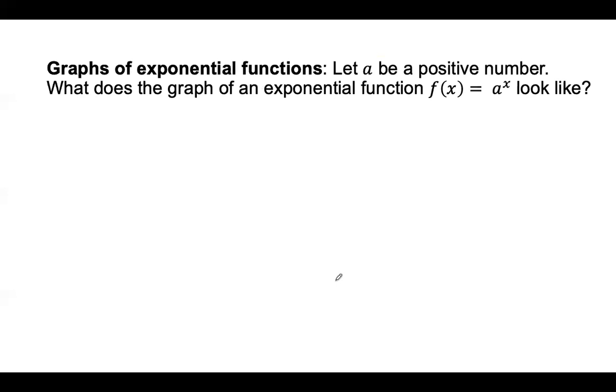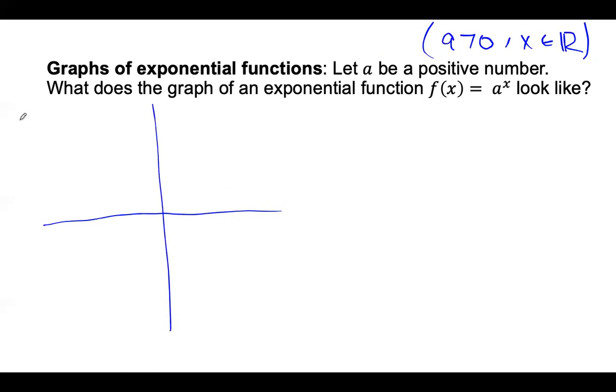So let's graph these exponential functions. Let a be a positive number. What does the graph of an exponential function f of x equals a to the x look like? Well, it depends on what a is. So suppose a is greater than 0, and x is in the set of real numbers. We could plot this, but let's use an example first. Let's say a is equal to 2, and f of x is equal to 2 to the x.